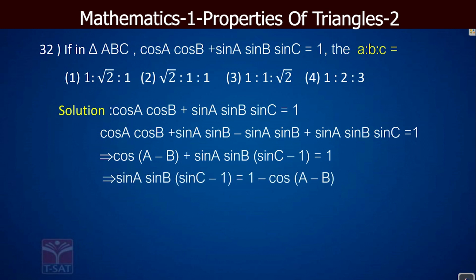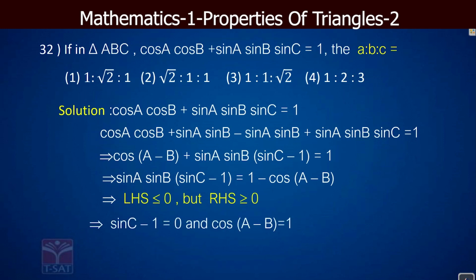So this indicates that sin A sin B into (sin C minus 1) is equal to 1 minus cos(A minus B). And you know that the cosine and sine functions always lie between minus 1 and plus 1. So therefore, 1 minus cos(A minus B) is greater than or equal to 0, that is the right hand side. On the left hand side, sin A sin B are positive, but sin C is less than or equal to 1, so the left hand side is less than or equal to 0. That is, LHS is less than or equal to 0, but RHS is greater than or equal to 0. So therefore, each must be equal to 0.